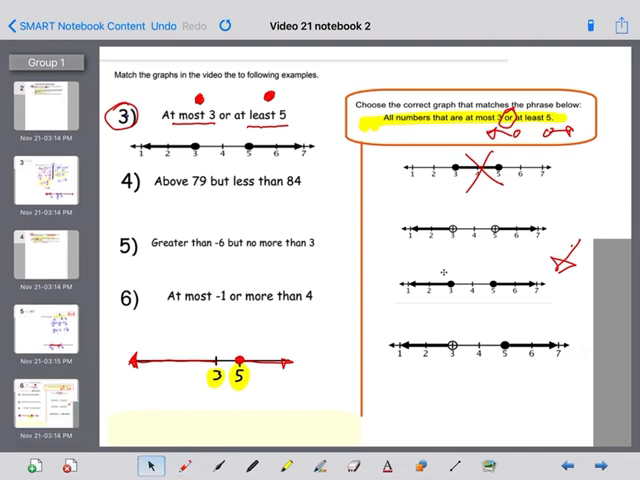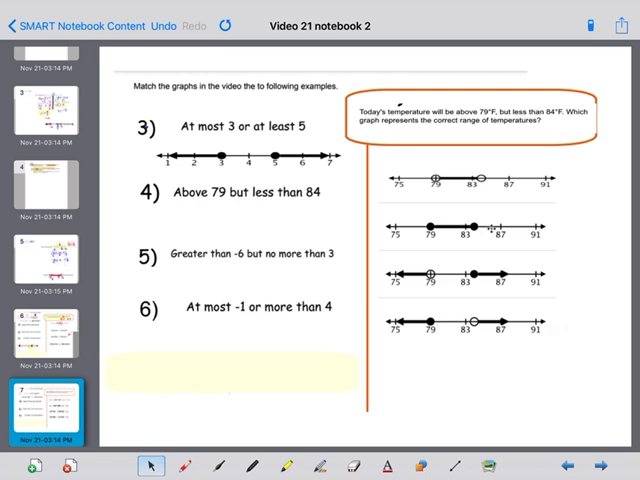Next up, we're going to do number 4. Today's temperature will be above 79 but less than 84. So since we don't have an or, this is going to be an and, which means we'll shade in the middle part. So we'll cross off these two.